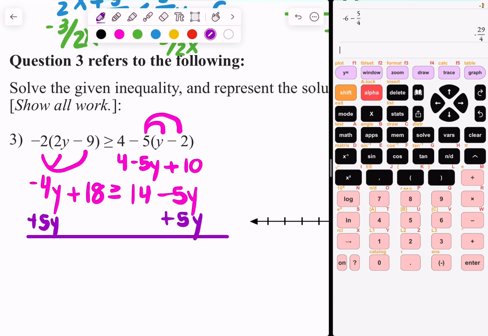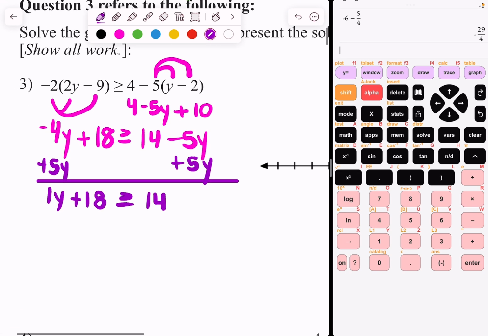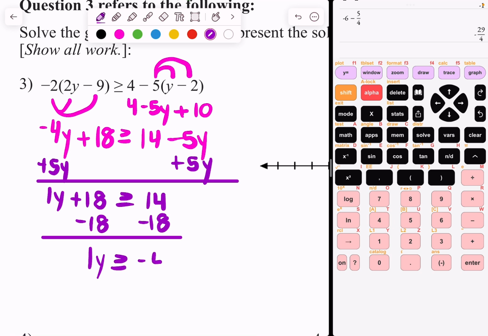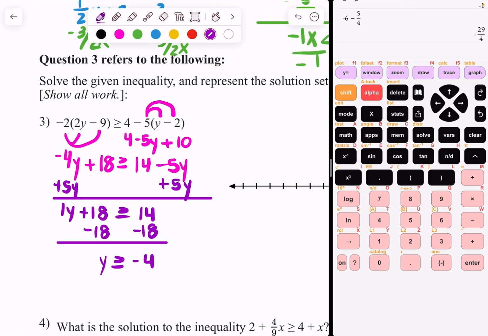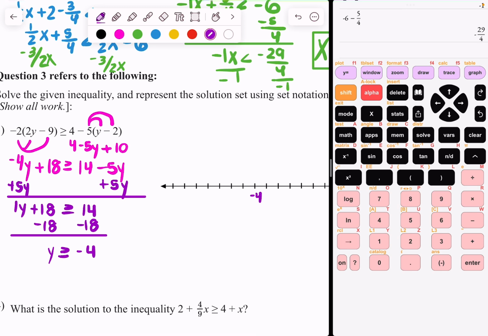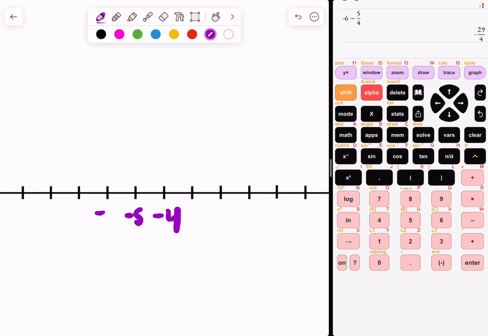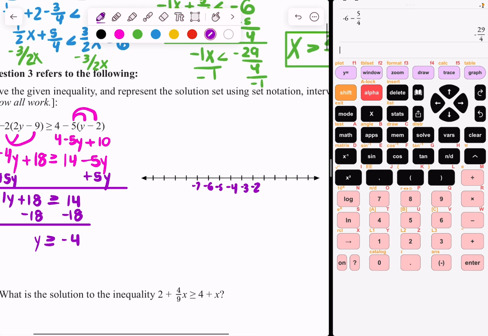-4y plus 5y is 1y, plus 18 is greater than or equal to 14. To get rid of the plus 18, I'm going to subtract 18 on both sides, and I get 1y is greater than or equal to -4. And you could just erase that 1. It doesn't make a difference. Alrighty. So I have -4. I'll put a few numbers above and a few numbers below. At -4, because it is a greater than or equal to symbol, I will shade in the circle, and I will point it to the right, which is pointing in the same direction of the inequality symbol.